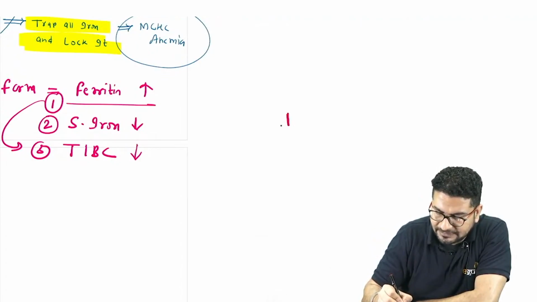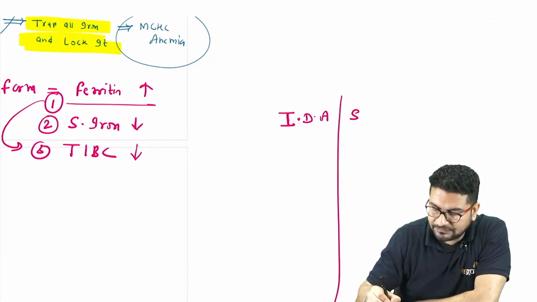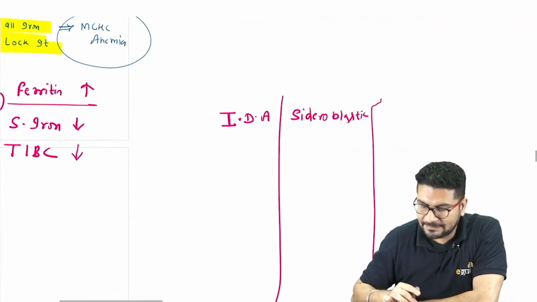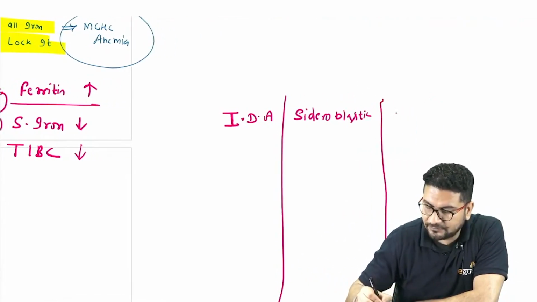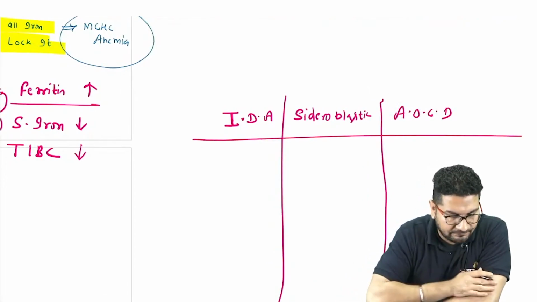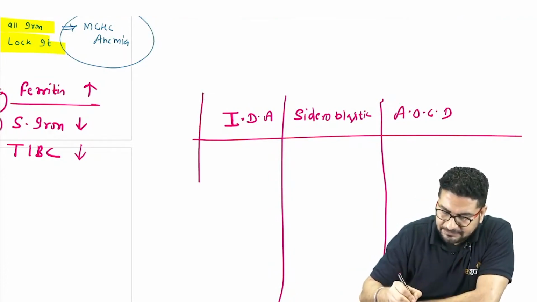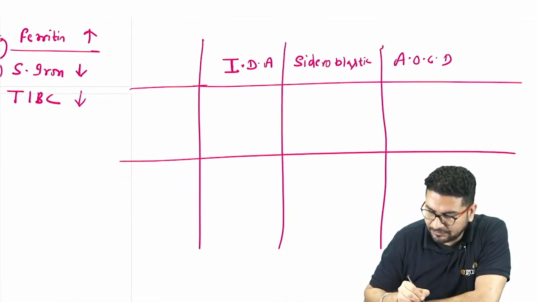So the first disease I told you was iron deficiency anemia. The second disease was sideroblastic anemia. Am I right? And the third disease I told you was anemia of chronic disease. Simple. Am I clear? I told you these parameters, these diseases, and I want you to compare these parameters, and I want you to draw this.